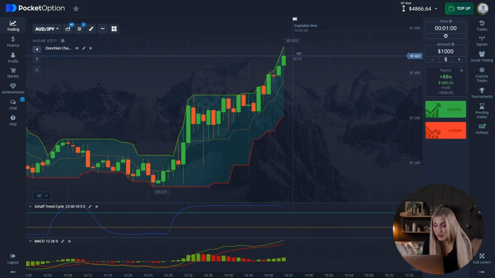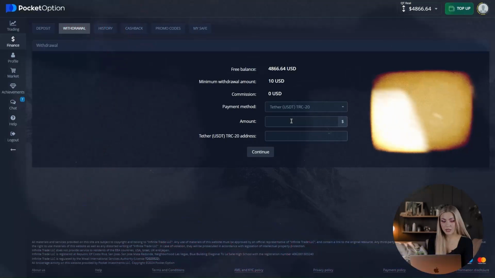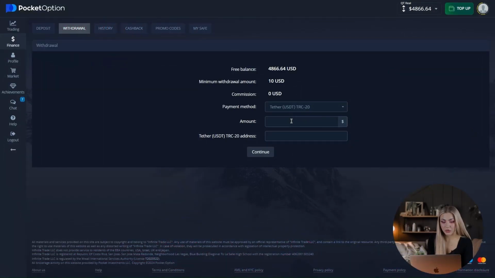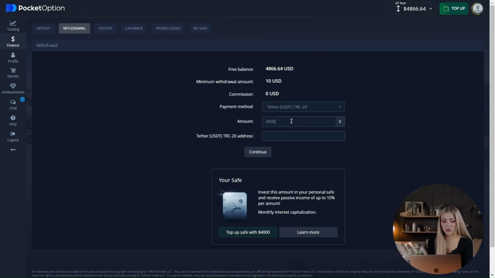I made $4,886 today. Let's withdraw them from the brokerage account to spend. Friends, I'll be withdrawing in crypto. 4,000 today will go to my wallet. I'm entering the address of my Binance wallet. I'm withdrawing money in USDT currency.